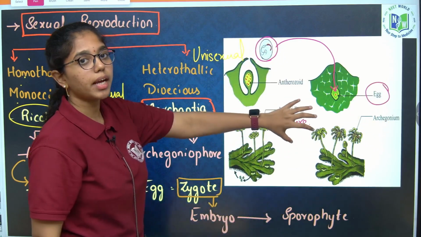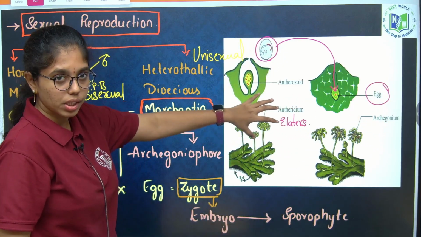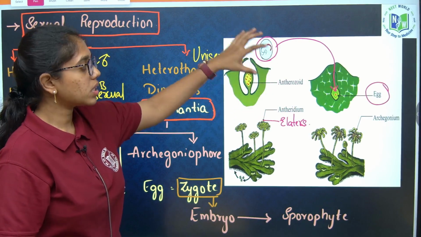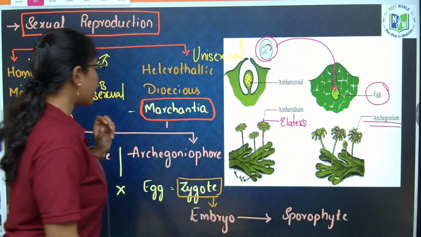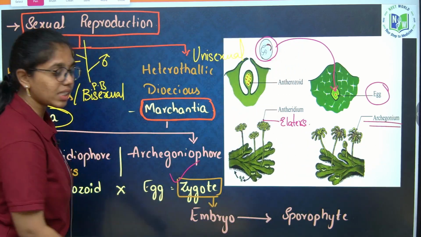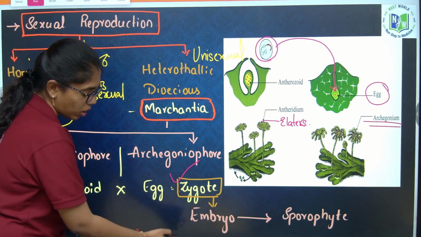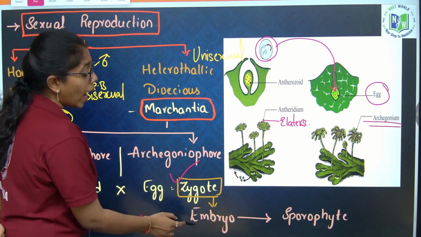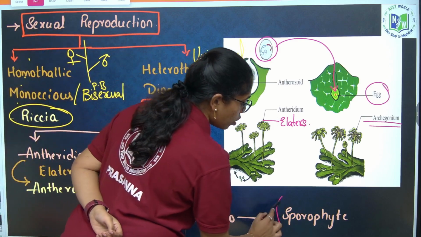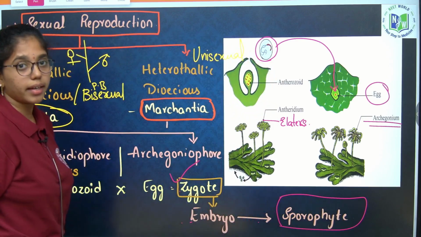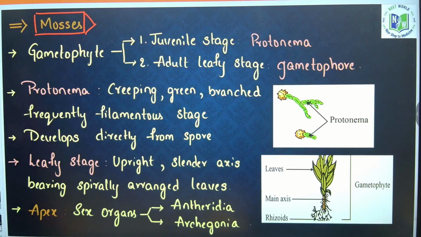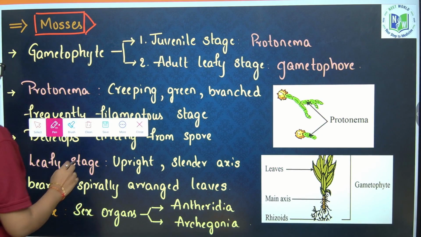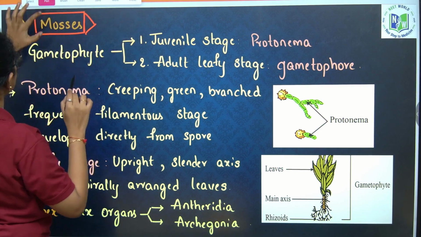So, where is the site of fertilization? As we have discussed in the GC of bryophytes, the site of fertilization is always archegonium, and the product of fertilization is zygote. Zygote undergoes mitosis, converts to embryo, embryo undergoes mitosis, forms sporophyte. Clear? Next, mosses have two gametophytic structures, as we have discussed in GC.